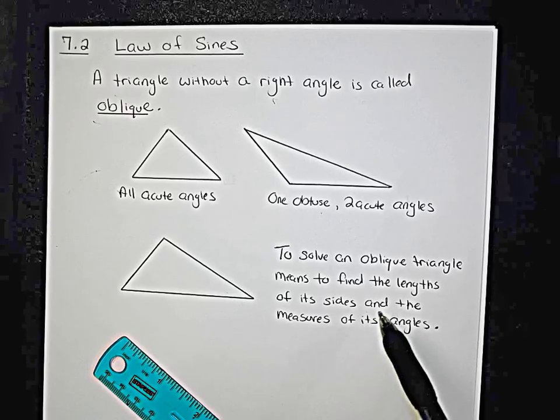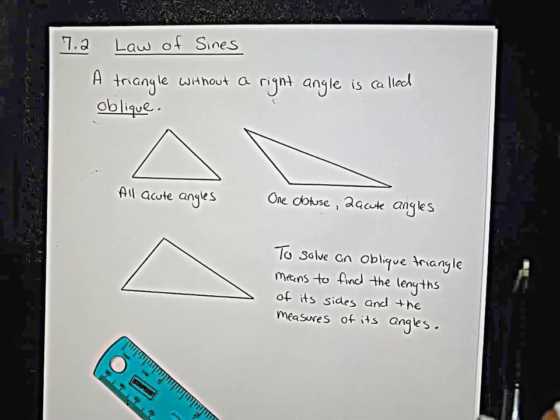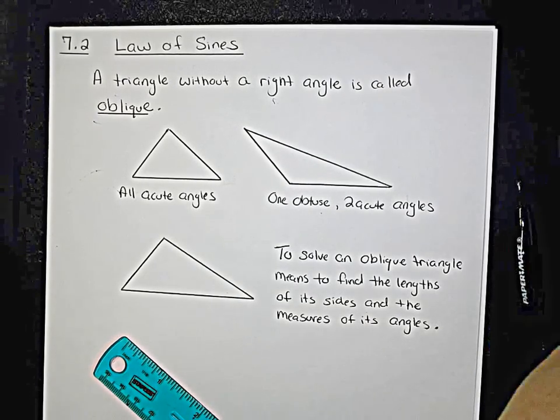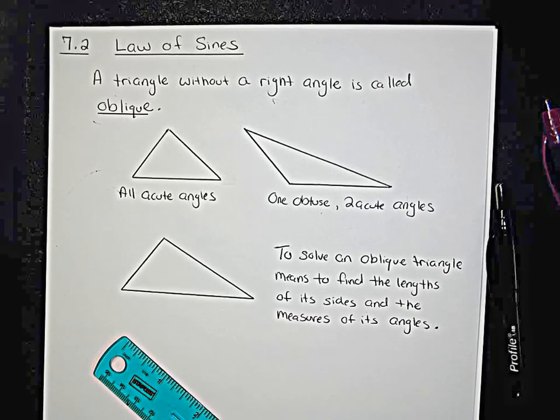Now, to solve an oblique triangle means to find all the lengths of the sides and the measures of its angles. Just some standard stuff: we're going to be using Greek letters for the angles. We're going to use alpha, beta, and gamma.